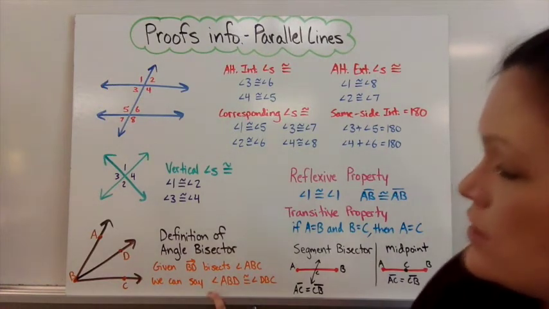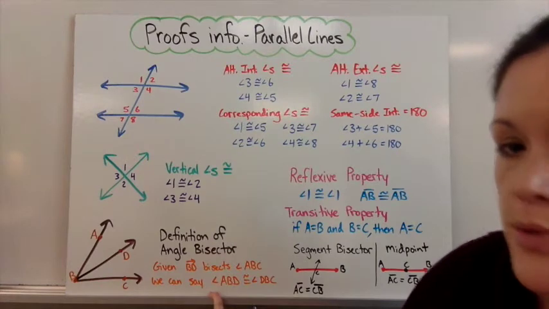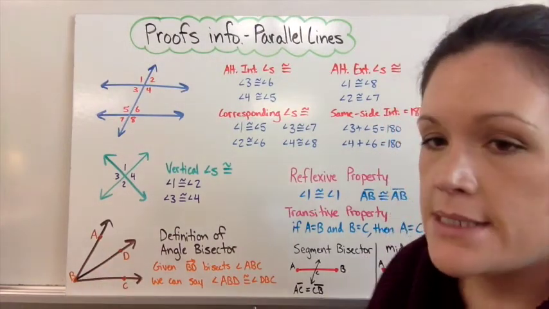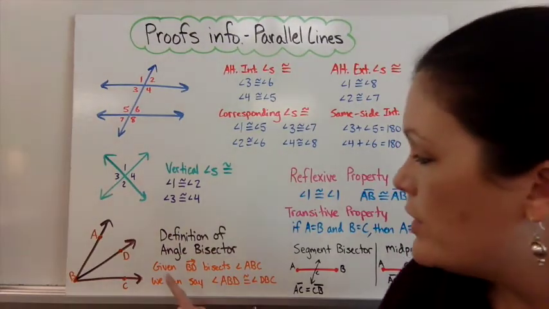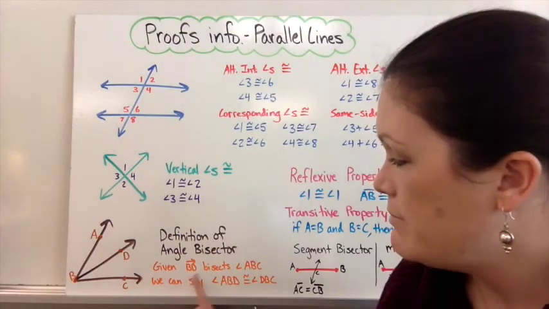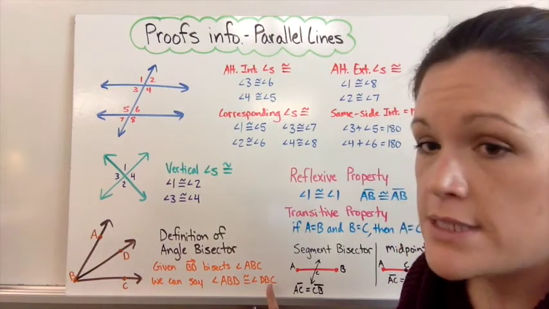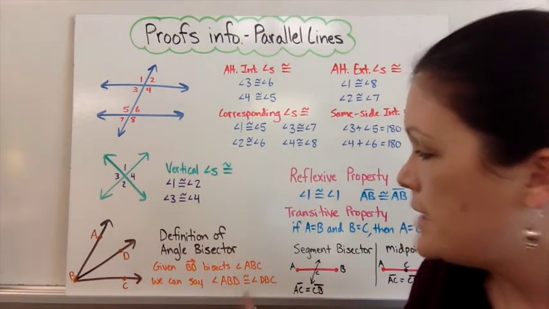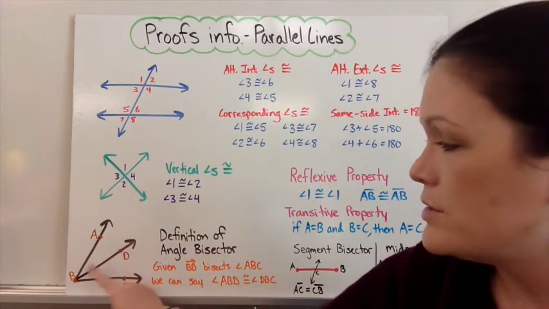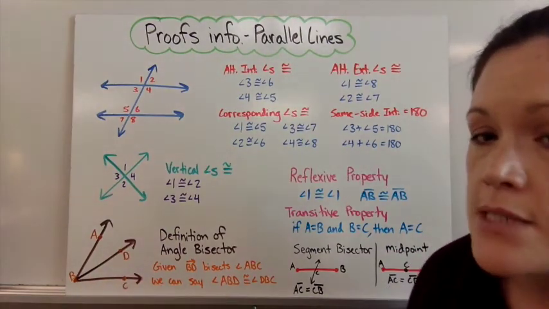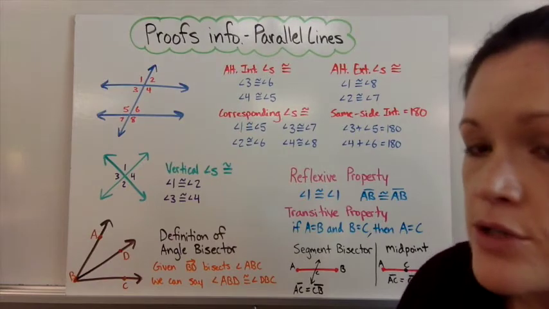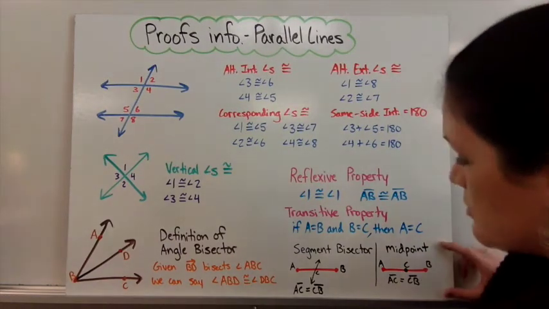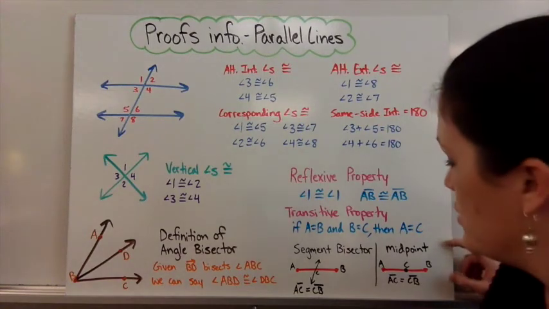And then definition of angle bisector is another important one. I drew a little picture of an angle ABC that is bisected by the ray BD. So if we are given that ray BD bisects angle ABC, they'd have to tell you that it's an angle bisector. We can say that angle ABD is congruent to angle DBC. So the reason we would use for stating that those angles are congruent would be definition of angle bisector.